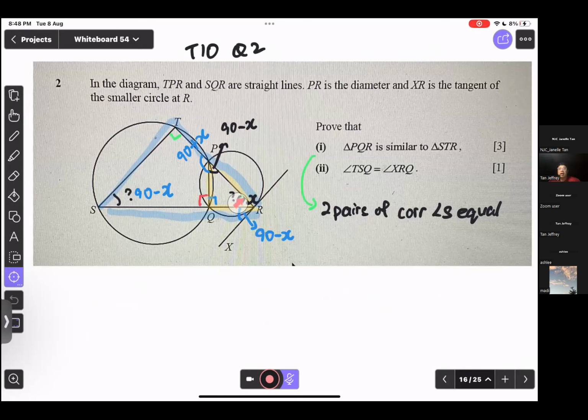You're muted. Okay, so let's say I call this x, then this is 90 degrees from part 1. Then this will be 90 minus x. If this is 90 minus x, by alternate segment theorem, this will also be 90 minus x. Now if this is 90 minus x, this will be 90 plus x, adjacent angles on a straight line. Now if this is 90 plus x, then by angles in opposite segment, angles in a cyclic quad, this will also be 90 minus x. Okay, thank you.